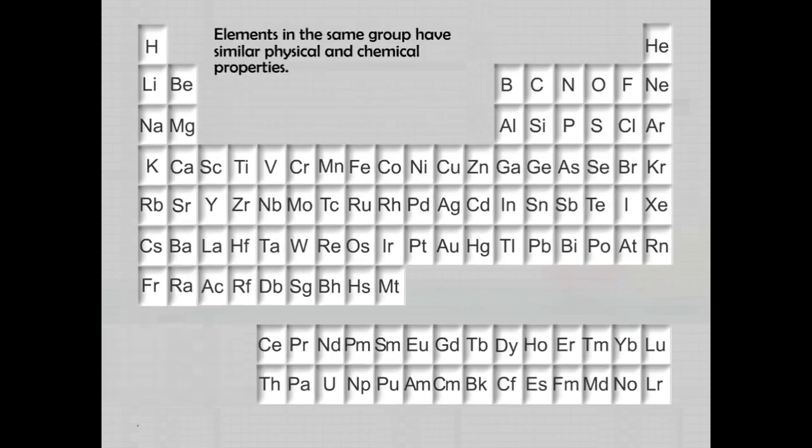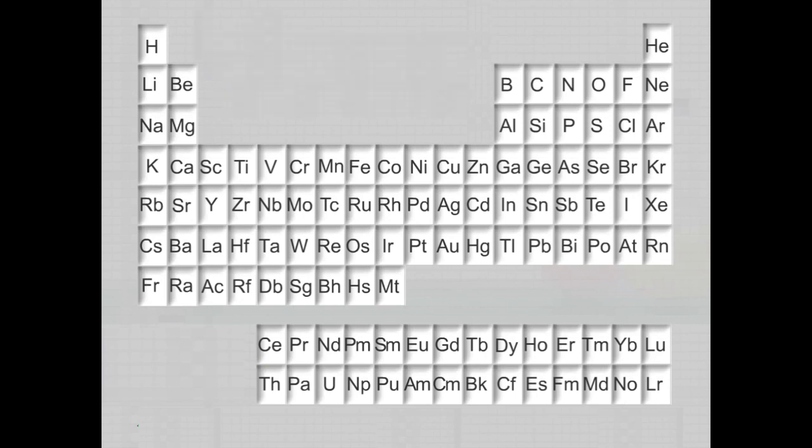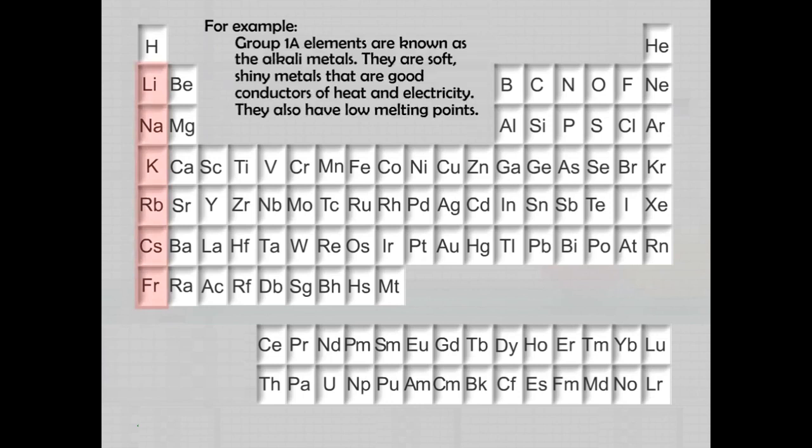Elements in the same group have similar physical and chemical properties. They also have the same number of electrons in their outermost shells. For example, group 1A elements are known as the alkali metals. They are soft, shiny metals that are good conductors of heat and electricity. They also have low melting points.